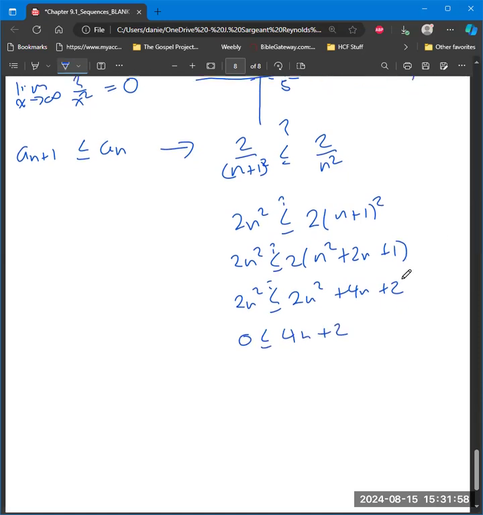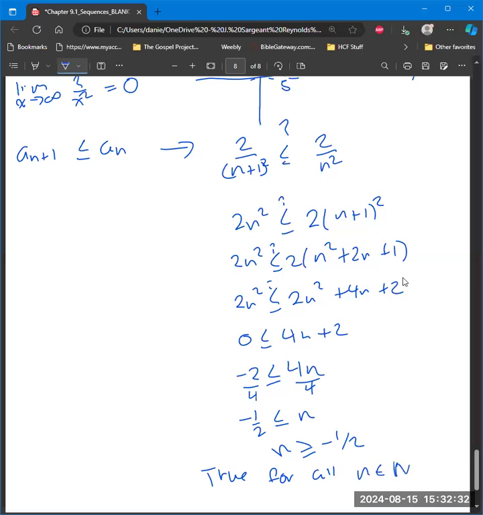If you have any question about that, let's go ahead and say that means that -2 is less than or equal to 4n, and -1/2 is less than or equal to n, which means n is greater than or equal to -1/2, which is absolutely true for all natural numbers, starting with 1. This is true for all n that are in the natural numbers.